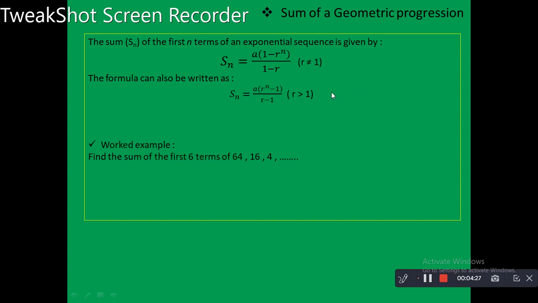Let's see how we can apply this in solving a question. We have to find the sum of the first 6 terms of 64, 16, 4, and so on. We know our first term a to be 64, our common ratio to be 1/4, then we substitute our values into the formula, and we get our answer to be 1365/16, which means that the sum of the first 6 terms of this sequence is 1365 all over 16.